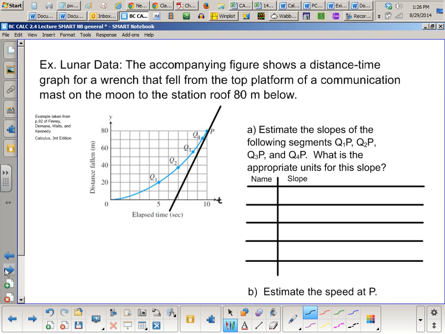Anyway. The question on this one is just talking about the wrench falling, and it takes 10 seconds. It falls for 10 seconds, and by the time it hits the roof, it's obviously sped up a lot. Okay? So our goal is to actually find the slope of this line right here. Okay, there's a problem with this line. It's not connected to 2 points. It's only connected to point P. So how are you supposed to find the equation of a line given only 1 point?